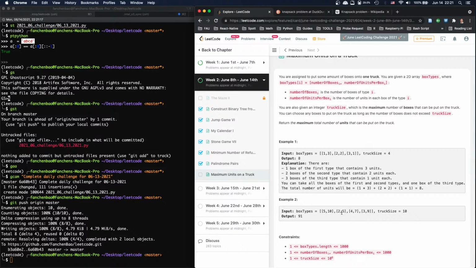Wait, is this like greedy? The 10 items. We'll take 5 of this. I have 5 left. I'll take 4 of this. Right, 28. That's 78. No, we take not 4 of this. We take 3 of this. 3 of this. I have 5 left.